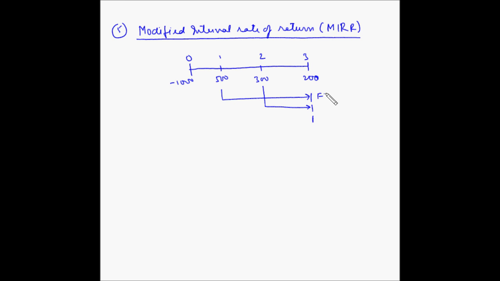Now the next method is the modified internal rate of return, also known as MIRR. MIRR involves finding out the terminal value of the cash inflows. Let's say this is FV1, FV2, FV3. This is compounded at the firm's cost of capital. So this is done at the cost of capital. And when you add all these future values, you get the terminal value for the cash inflows.